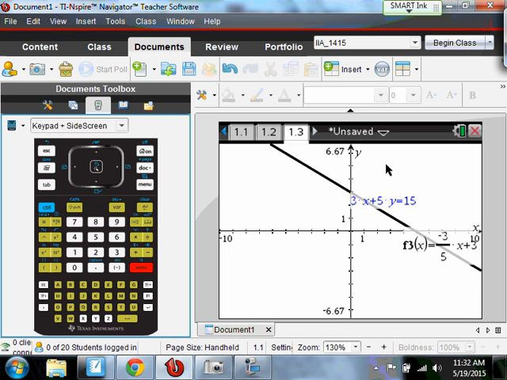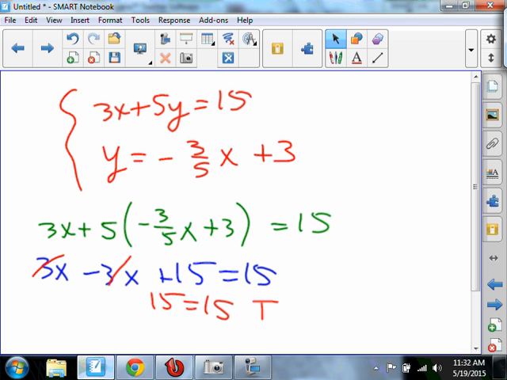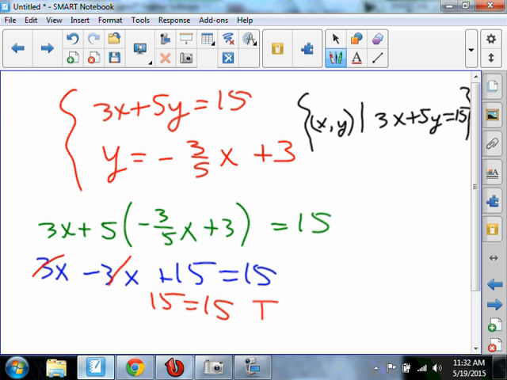And it looks like the lines coincide, and that's in fact what happens. So the deal is the solution is any point on the line. In Algebra 1, you say there's infinitely many, and that's true. In advanced math classes, you might say the solution set is all the ordered pairs x, y such that 3x plus 5y equals 15. What that means is the solution is any point on that line. So that's what we'd see in that case.